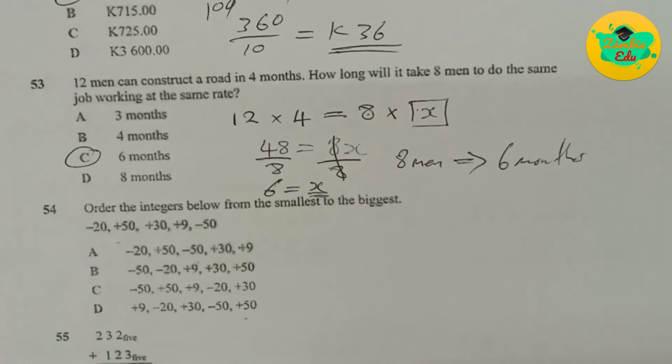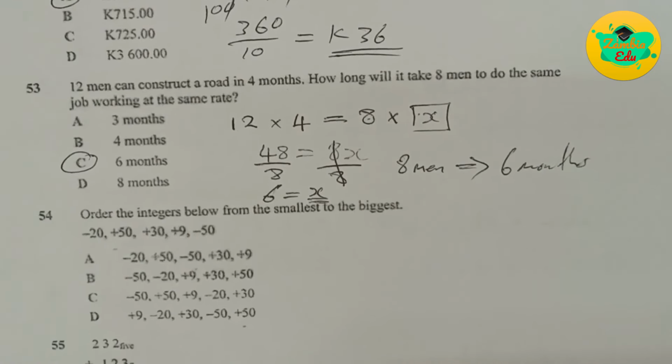Question 54, it says, order the integers below from the smallest to the biggest. Order the integers below from the smallest to the biggest. And so for starters, I would love to remind us that when it comes to integers, or rather negative numbers, the bigger the negative number appears, the smaller it is in value.